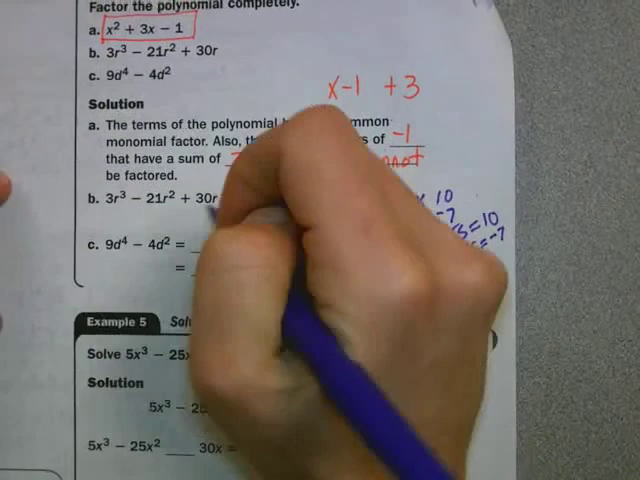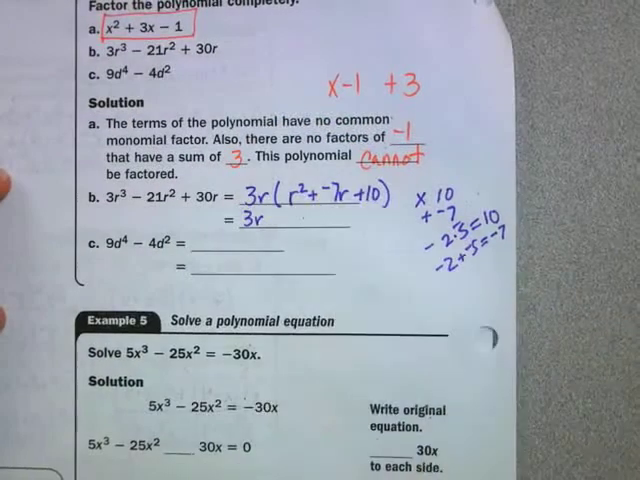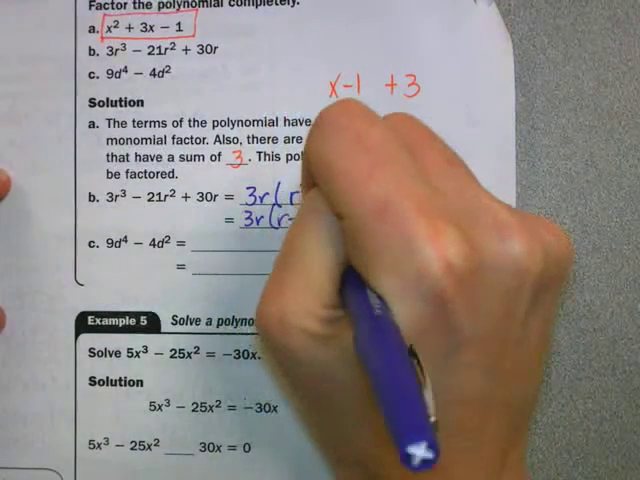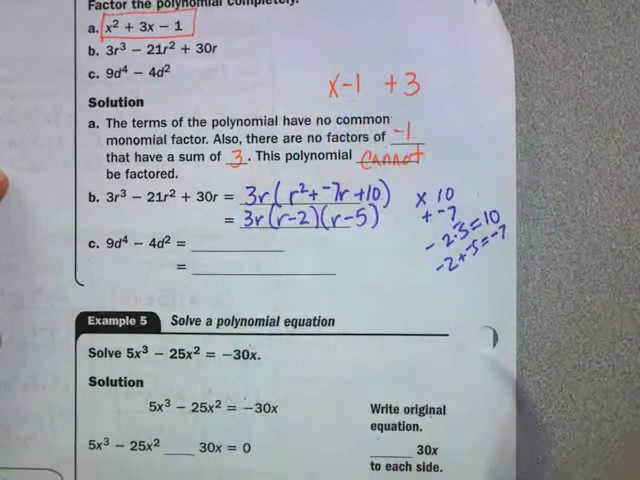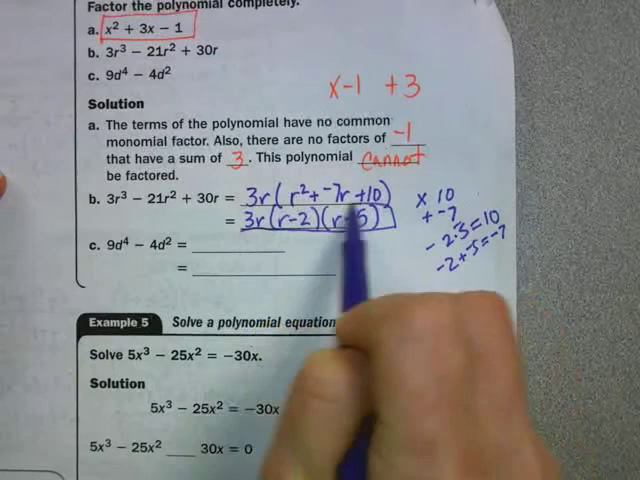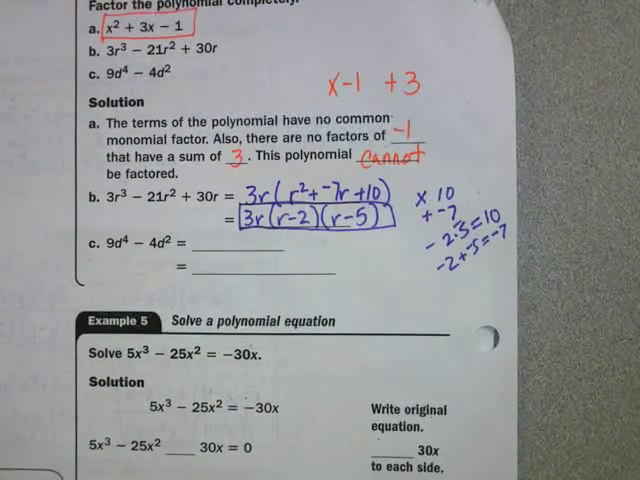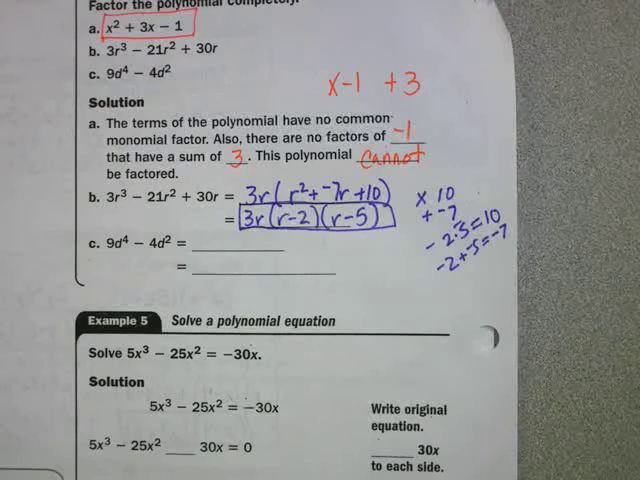So my factors are 3r, it just stays out there, and then I have r minus 2 and r minus 5. That is factored completely. You're going to have to use a couple different tricks on each one of these to get them to factor completely. For example, look at C.